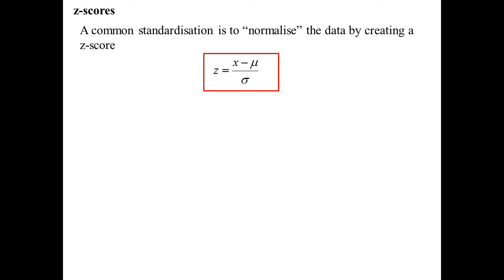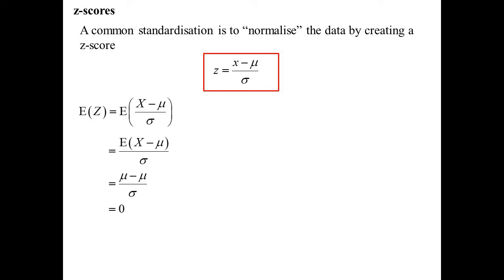What's going to happen to this new piece of information? So it's the expected value of x minus mu on the deviation. Well, the deviation is a constant number, so I get the expected value of x minus mu, on the deviation. I can split that up. Look what happens. The average becomes 0. So the average for all these standardised z-scores will always be 0.